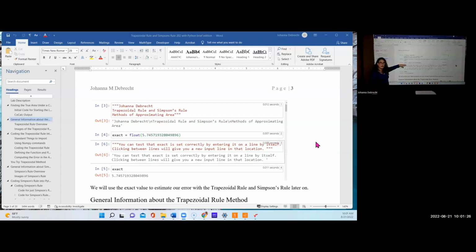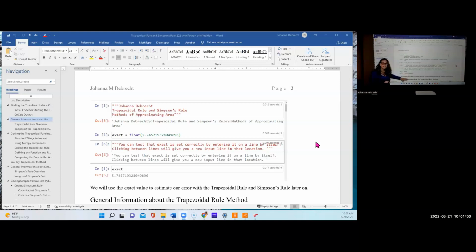The next input line, I put exact equals float. You'll notice that it's color coding different things. It tries to help you out by color coding the parentheses so you know which one goes with which one. And then you can test it by entering exact into one line by itself, holding down the shift key and hitting enter, and then it will give you back this exact value.